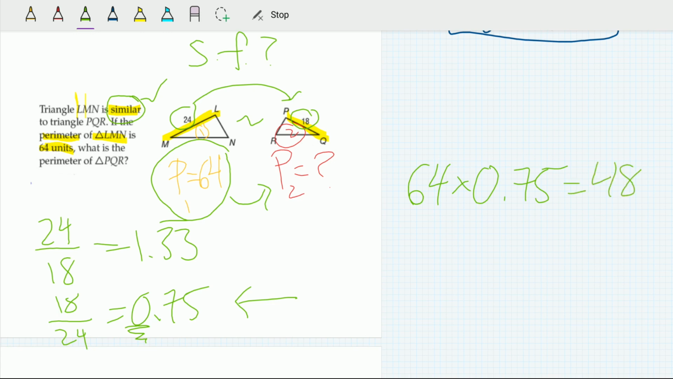And so what that means is that the perimeter of the second triangle is going to be 48 units because I am using the same scale factor. I'm just using it in the correct direction basically.